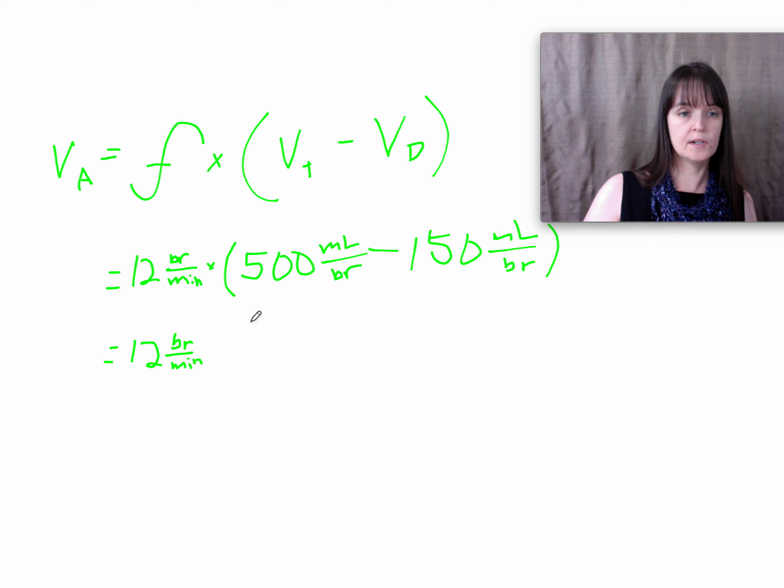Okay, and then this one I did have to get from the calculator, 4,200 milliliters per minute, which of course is 4.2 liters per minute.